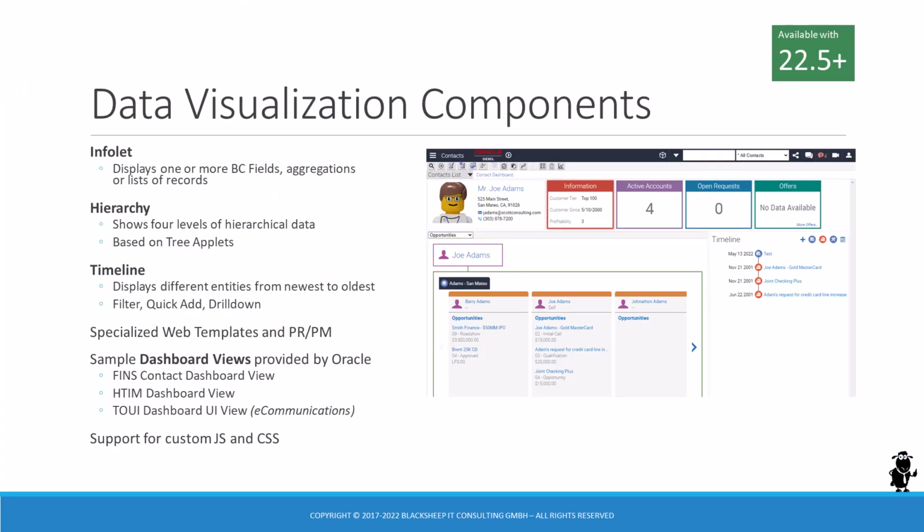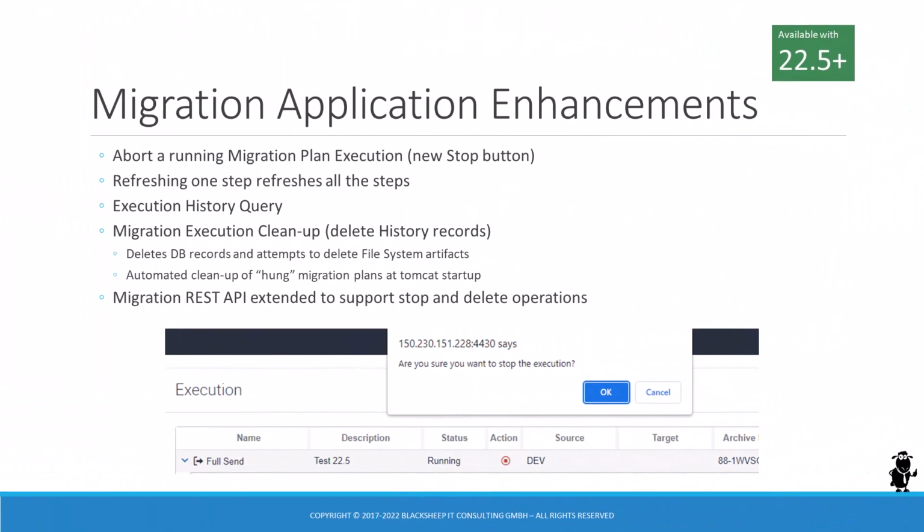Siebel 22.5 is a real big one. The long-awaited data visualization components and dashboard feature is finally here and just a repository upgrade away. Repository upgrade is an optional step in the update process. Watch the video to the end to learn all about the process of updating development and higher environments. No stopping at dashing data visualizations.